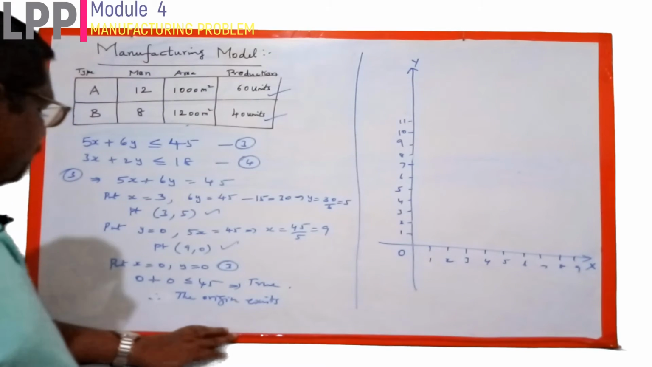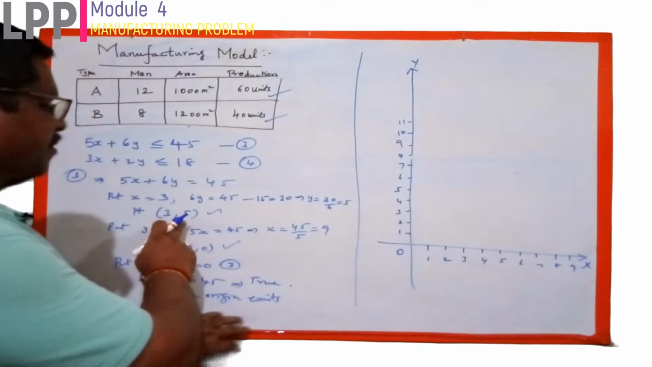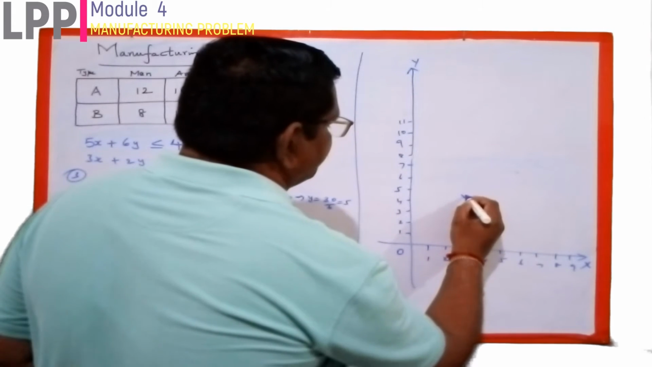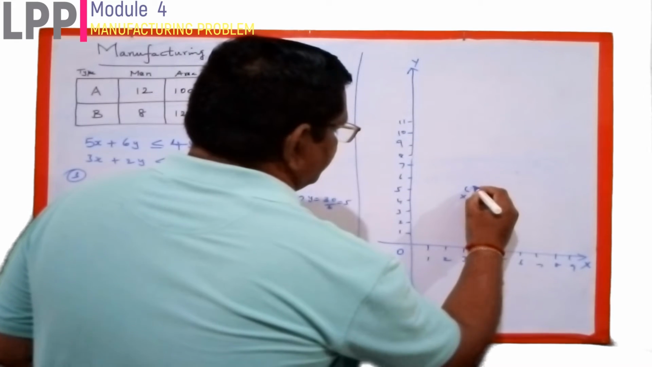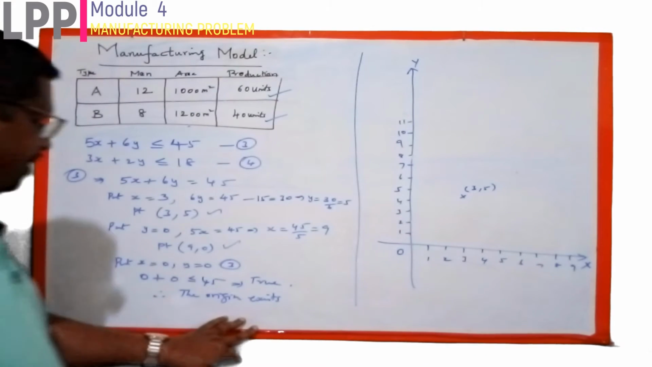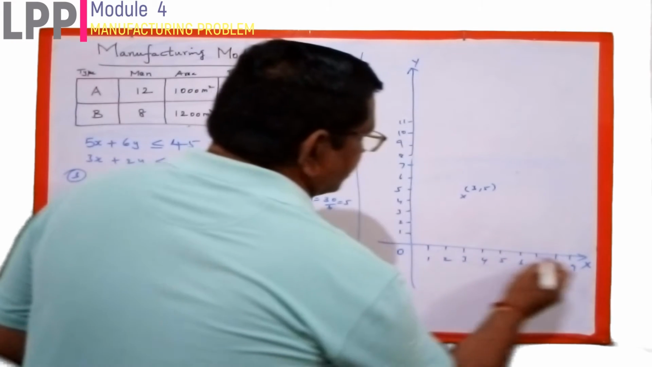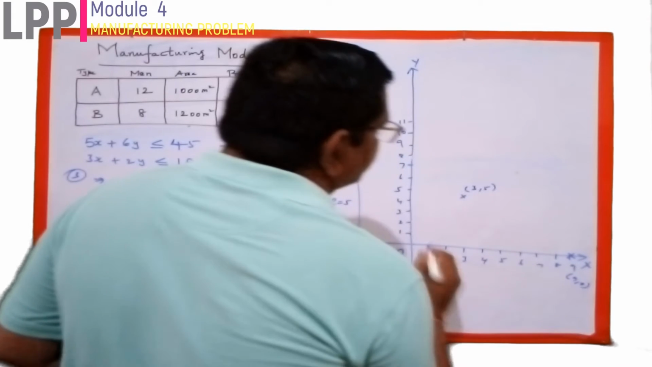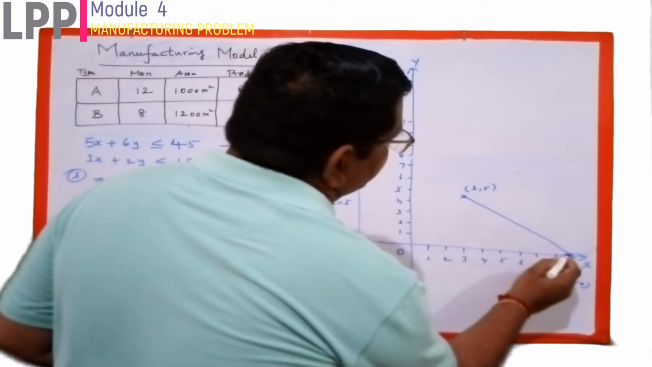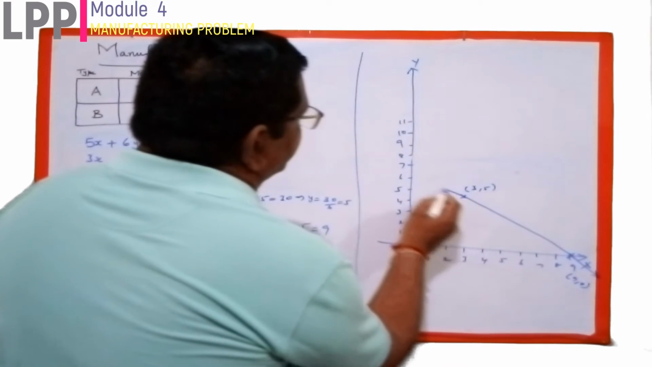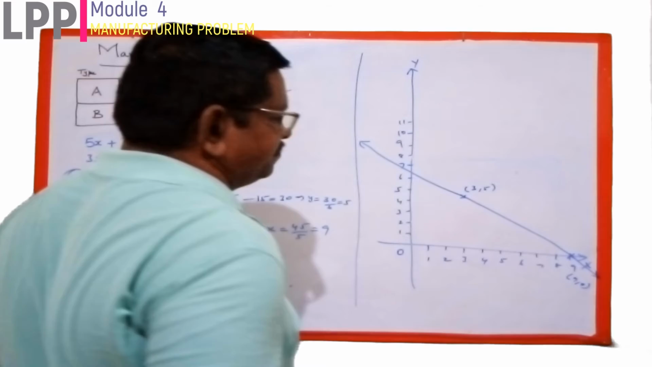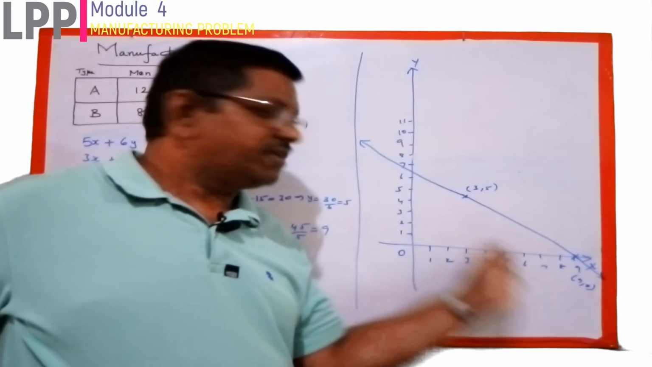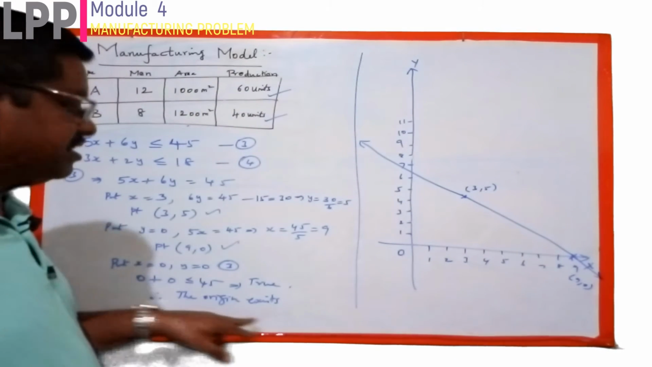Now, let us plot the points. The first point is 3, 5: on the x-axis 3 and the y-axis 5. Mark it here and mention it as 3, 5. Another point is 9, 0: on the x-axis 9, y-axis 0. Mark it and mention it as 9, 0. Join these 2 points and extend it on either side with the help of the scale. You are not seeing it clearly here, but in your graph paper you have to draw properly, then only you can understand it. Next, we have found that the origin exists.